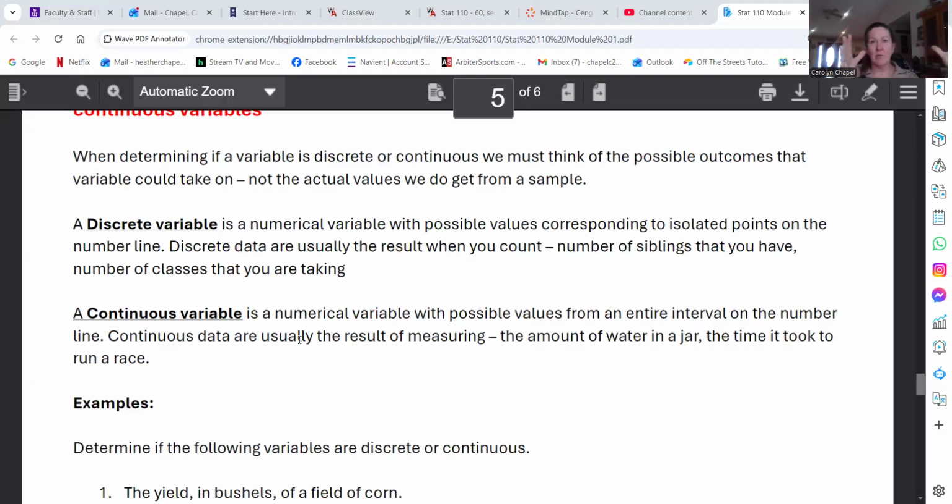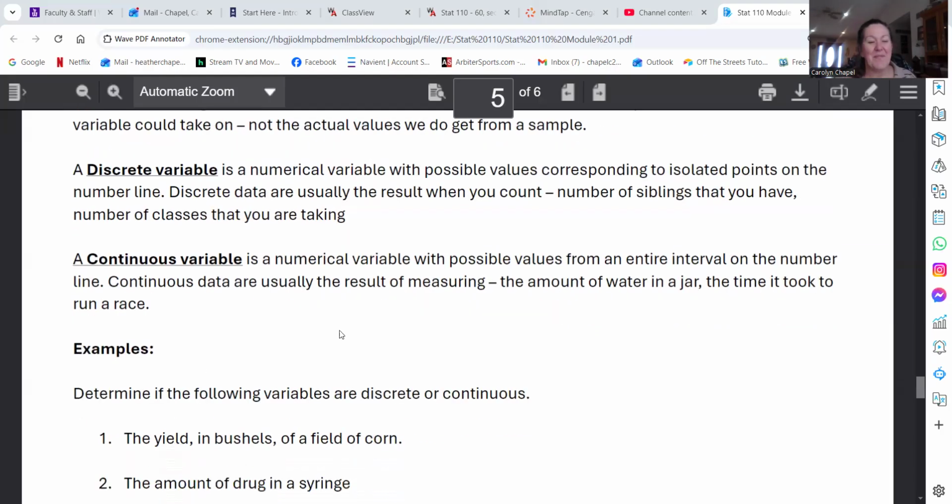So a continuous interval, so to speak, is like the amount of water in a jar, because as you fill that jar, you start with nothing and it continually fills up. Time starts and then it ends, a continuous piece. Number of siblings you have is 1, 2, 3. The number of classes you're taking is 1 class, 2 classes. You don't have 1 and a little bit of a class.